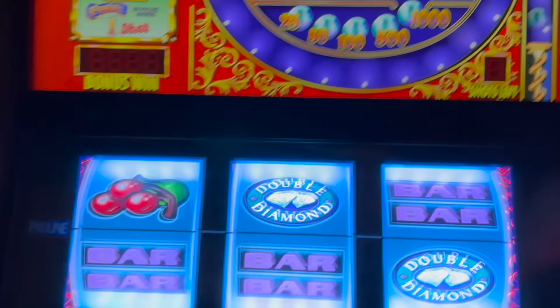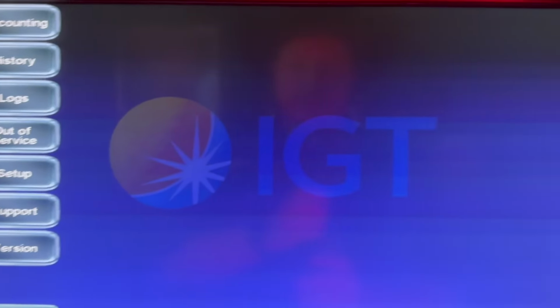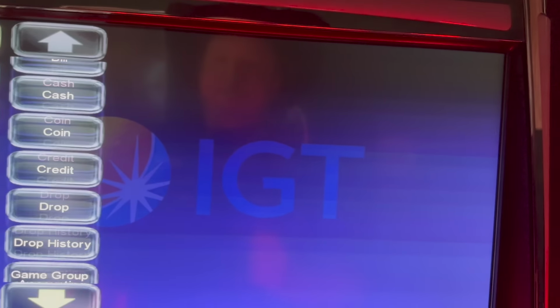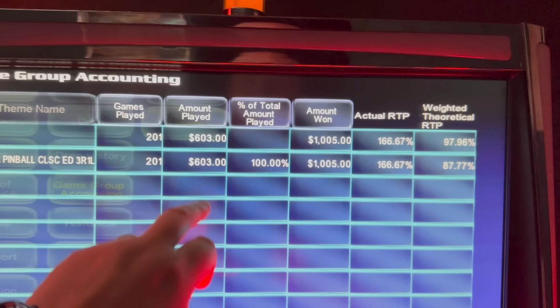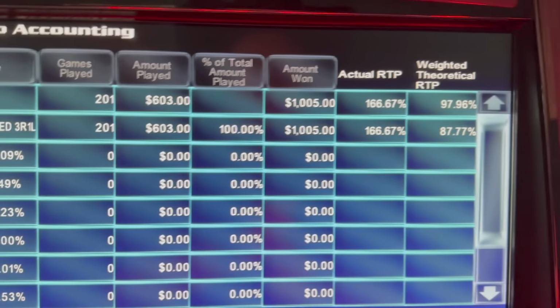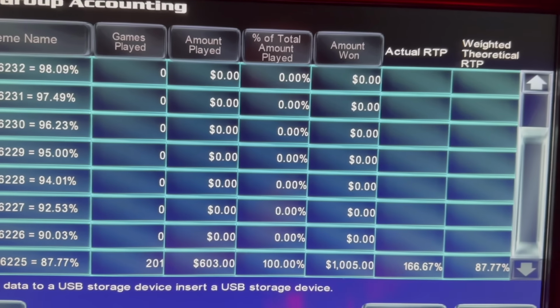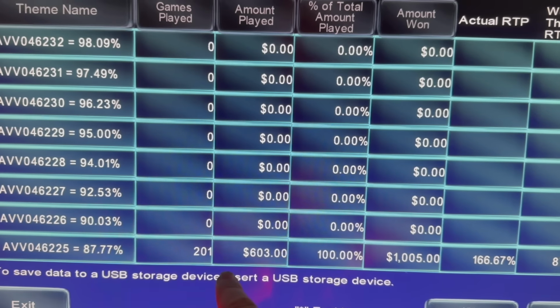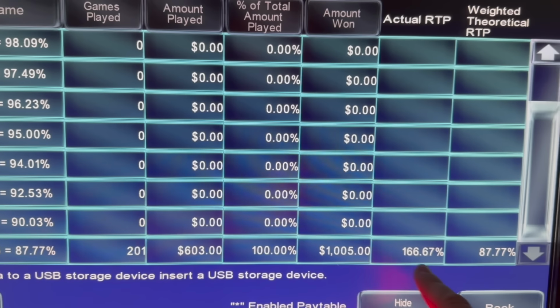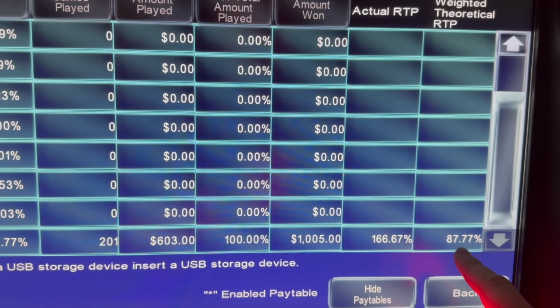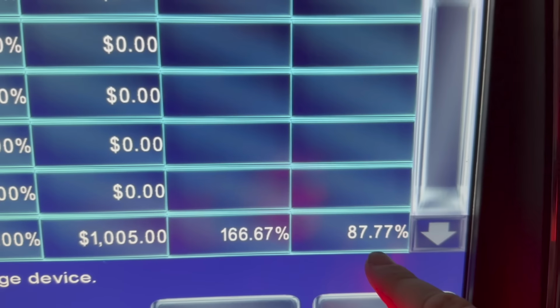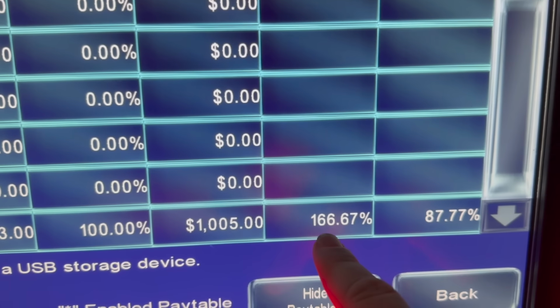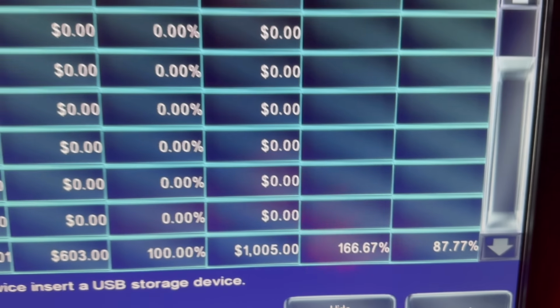That's the last spin, so let's go look at the accounting record and see where we ended up on this one. All right, now look at this. Oh, we did 201 spins, so we just take one spin off. My mistake. But here's the theoretical payout here, 87.77%. This is what was actually paid out, 166.67.